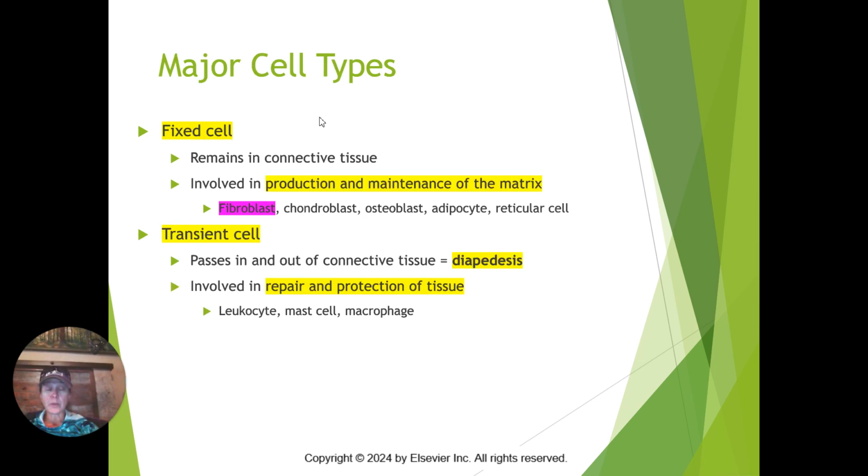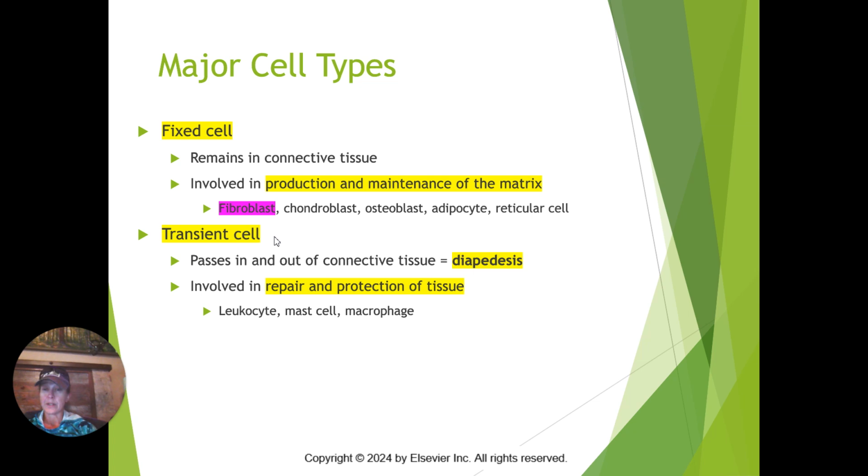So cell types within connective tissue, you have 2. Fixed cells, which are always there in connective tissue, and those are predominantly fibroblasts in a lot of these tissue types. Now, as we go on to differentiate types of tissues, you'll see the terms chondroblast, osteoblast. Those are tissue specific. So chondroblasts are in cartilage, osteoblasts are in bone. Adipocyte refers to fat cells, mature fat cells. And these cells are largely involved in the production and maintenance of the matrix of the cell.